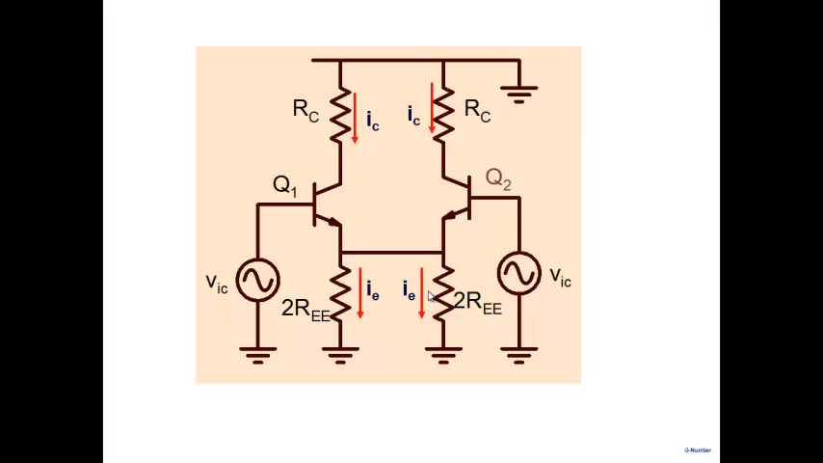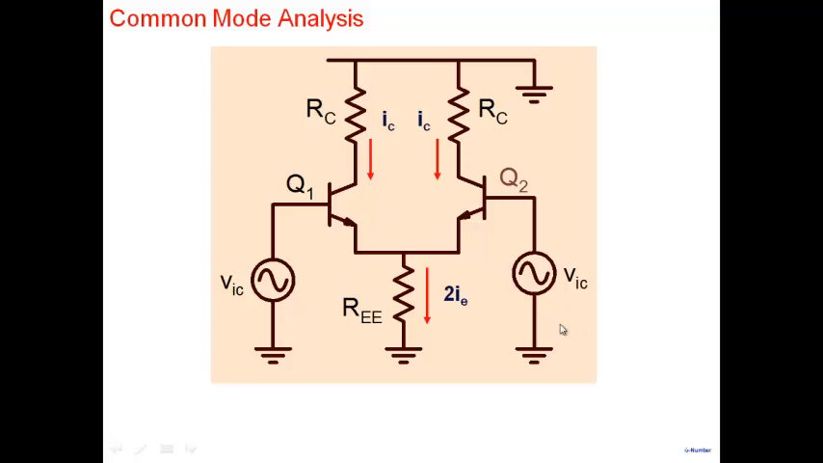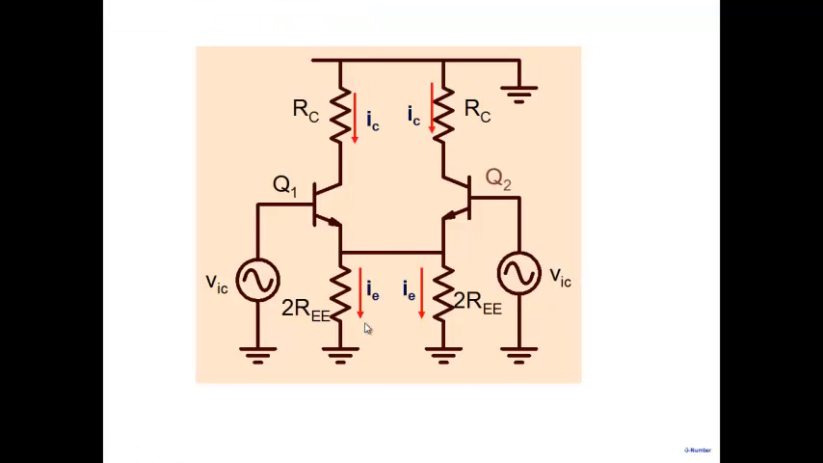What we can do next is the following. Go back and look at this picture here. REE that you see here, I can split it into two resistors. 2 RE in parallel with 2 RE. Okay. And so this is what I do.